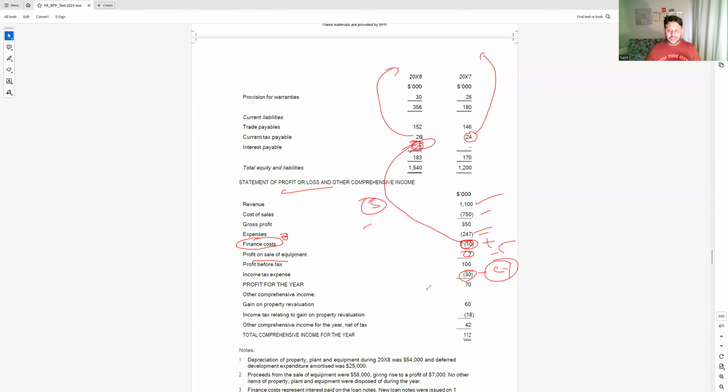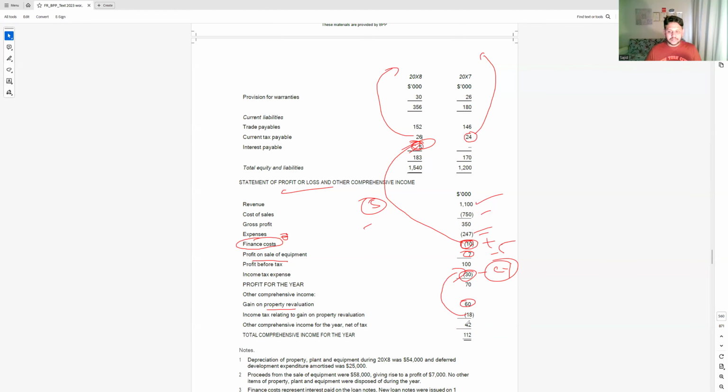All right, then we have some other comprehensive income. As I said, if we have a revaluation of the asset, we have to consider the other comprehensive income. So gain on property revaluation. So you can see we have a gain on property revaluation, and we have income tax. Remember that if we have income tax that is relevant to the revaluation, we still need to consider as a part of the tax. So do not forget that 18 will be added with this 30. So 30 plus 18 will be the current year tax. Do not forget that.